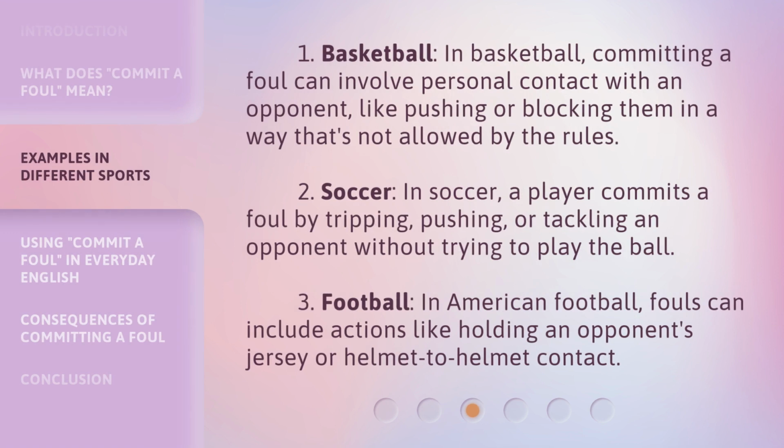1. Basketball. In basketball, committing a foul can involve personal contact with an opponent, like pushing or blocking them in a way that's not allowed by the rules. 2. Soccer. In soccer, a player commits a foul by tripping, pushing, or tackling an opponent without trying to play the ball. 3. Football. In American football, fouls can include actions like holding an opponent's jersey or helmet-to-helmet contact.